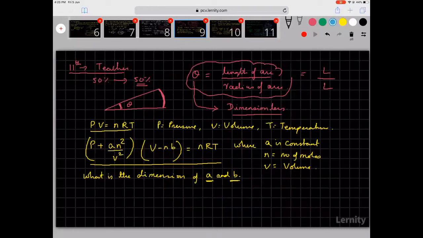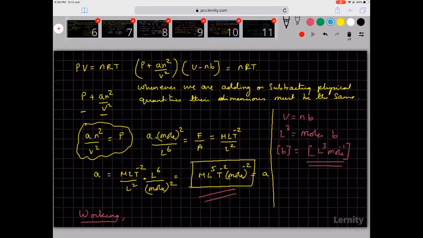Angle theta is the ratio of length of arc to the radius of the arc. Okay, so if you go one full circle, what is the length of the arc? 2 pi r. What is the radius of the arc? r. So what is the full circle angle? The full circle angle is 2 pi.